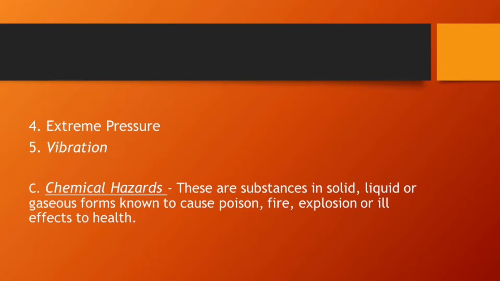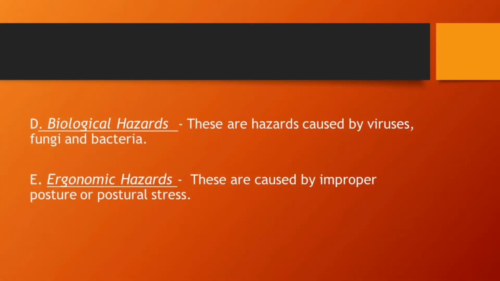Next classification is chemical hazards. These are substances in solid, liquid, or gaseous forms known to cause poison, fire, explosion, or ill effect to health. Examples of these are gases, vapor, mist, and dust. These can cause irritation, discomfort, and even death.